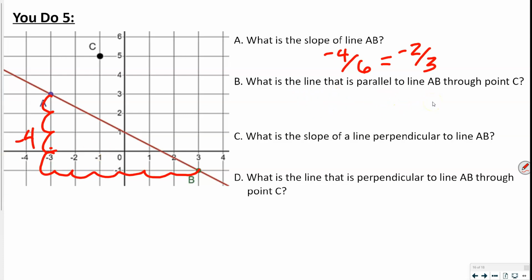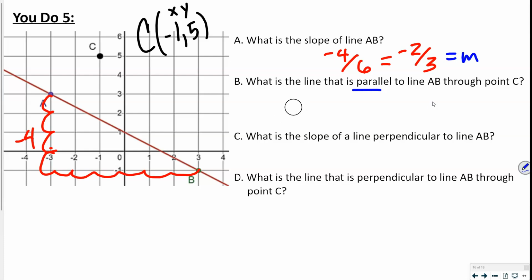So, and then we're going to find point C again. So point C, this time is -1, 5, right? So remember, this is going to be our X. That's going to be our Y, right? So parallel, we're looking for the parallel. So we're going to use this as our M, remember? And then we got our X and our Y. So Y is going to be 5.